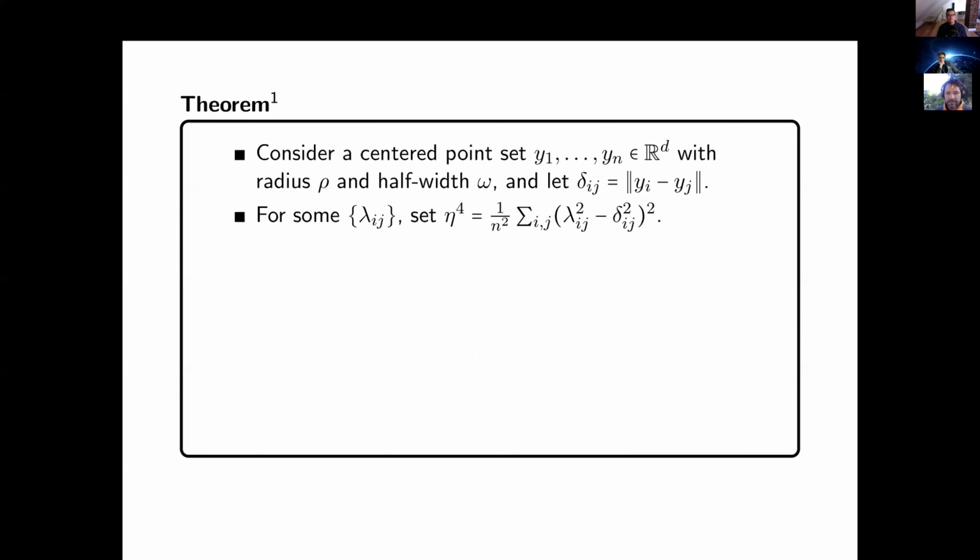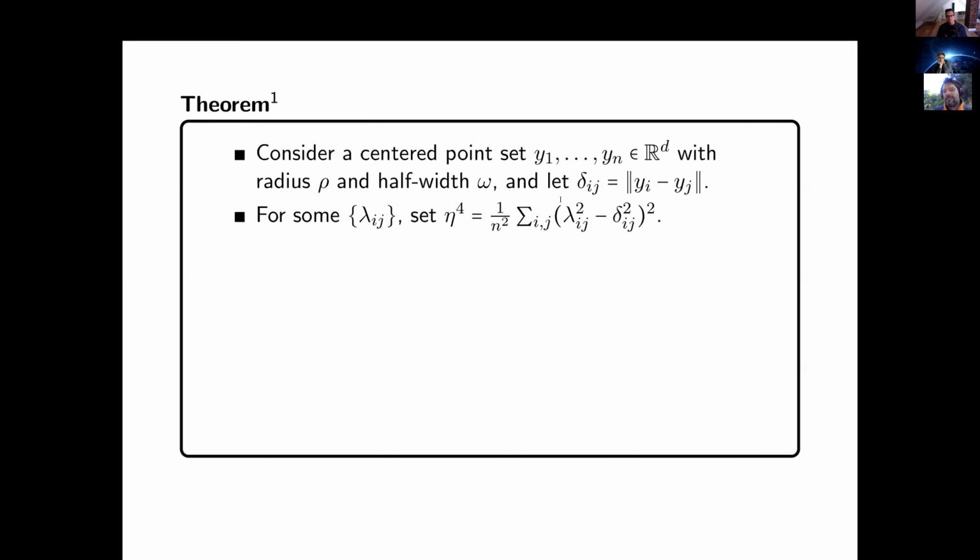So we have centered points. The fact that they are centered is not essential, but just for convenience, because the algorithm that I just described, classical scaling, returns a centered point set. So you start with the point set y1 through yn. And we assume it has a radius rho, which is half of the diameter, and a half width omega. And delta ij are the pairwise Euclidean distances. So the deltas are the true pairwise distances.